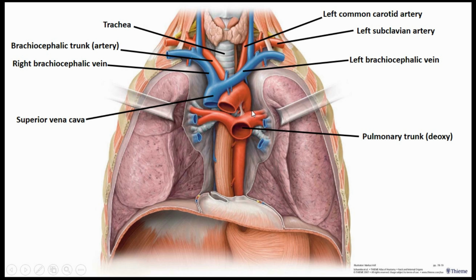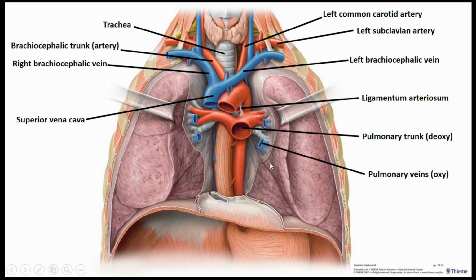Now, a vessel we haven't seen before, this is the pulmonary trunk. Now, this is an artery, and the illustrators have shown it red because it's an artery, but it's actually taking deoxygenated blood from the right side of the heart, the right ventricle, and pumping it into the lungs, and then it's connected to the aorta by a little strappy ligament called the ligamentum arteriosum.